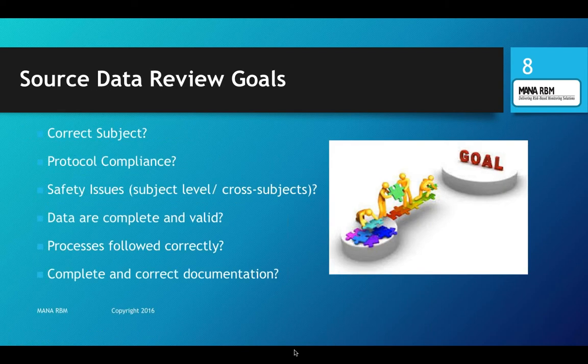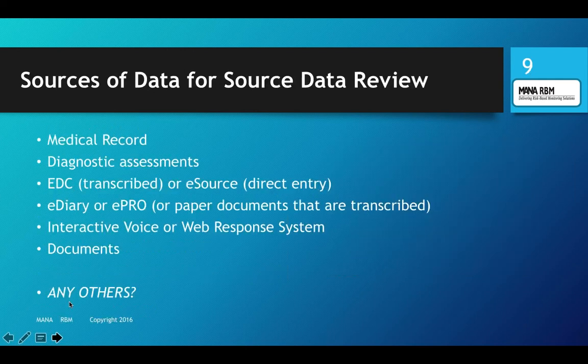So the goals of that are to really make sure that we have the right subject, that the subject meets the criteria, that there's full protocol compliance, that we've looked at safety issues, that we make sure that all the data are there, that all the assessments are there, that all the processes have been followed according to protocol, that GCP has been maintained, and that we have full, correct, and complete documentation. So that's what we're trying to do in our source data review process.